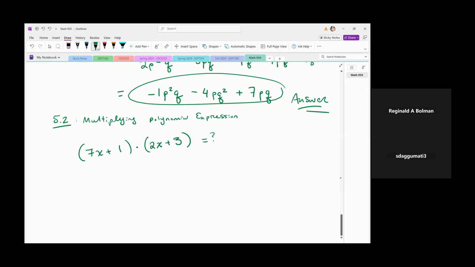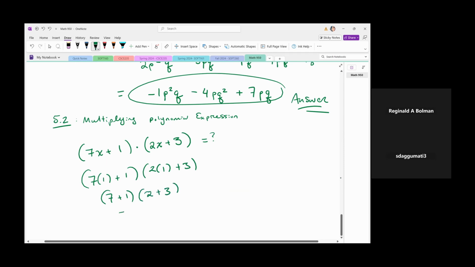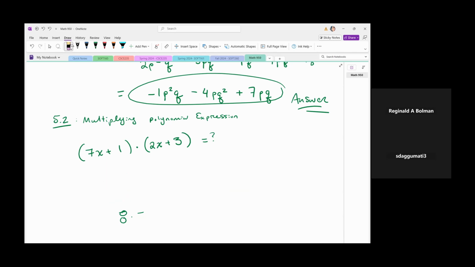Now, naturally, if we knew what the x was, say we knew x was 1, you would just plug in a 1 everywhere you saw an x term. So you'd have 7 times 1 is 7 plus 1, and 2 times 1 is 2 plus 3. So 7 plus 1 is 8, 2 plus 3 is 5. So then 8 times 5, of course, gives you 40. And so everything would be A-okay. But in this instance, we actually don't know what our x term happens to be, right? And in that case, what do we do then? What are we going to do then?